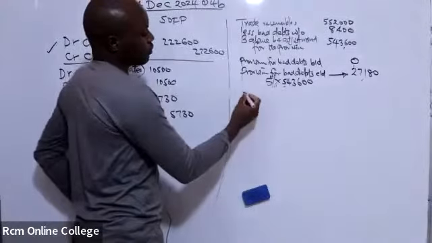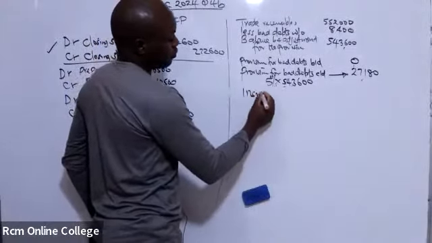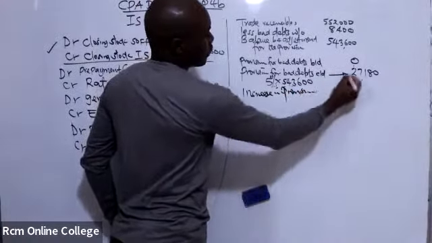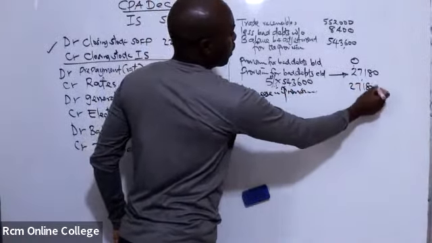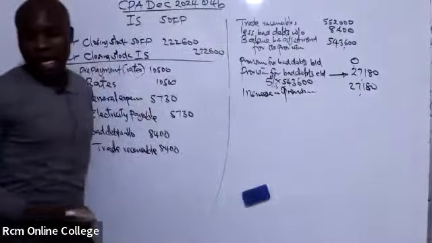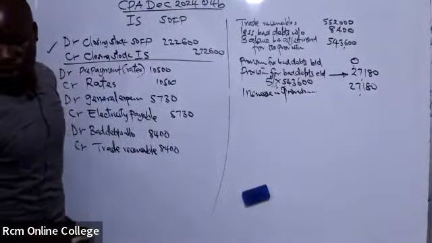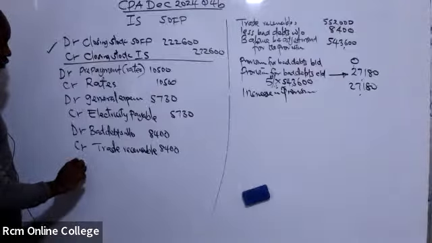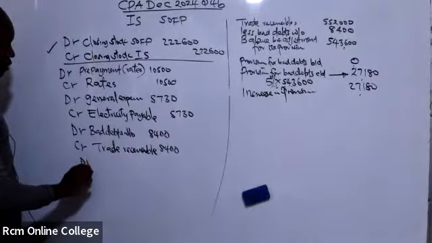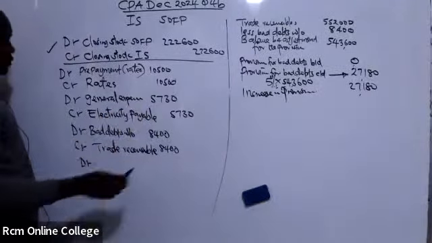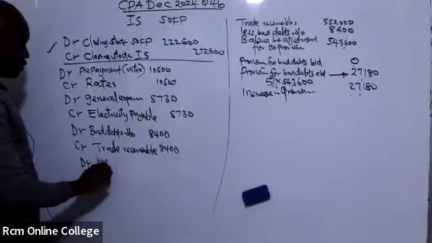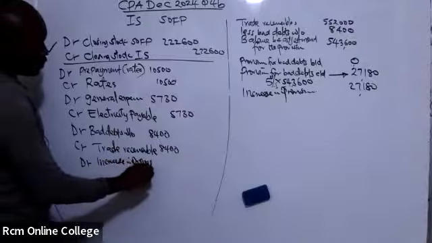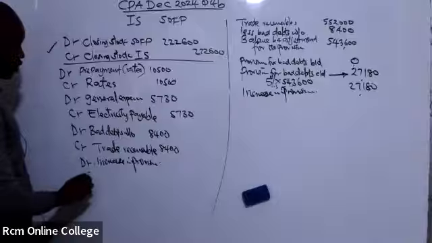So increase in provision is 27,180, and the entire amount becomes an expense. So the next thing we're supposed to do, can we generalize that transaction? We'll be debiting. Increase in provision is an expense. We debit increase in provision as an expense, then we credit.